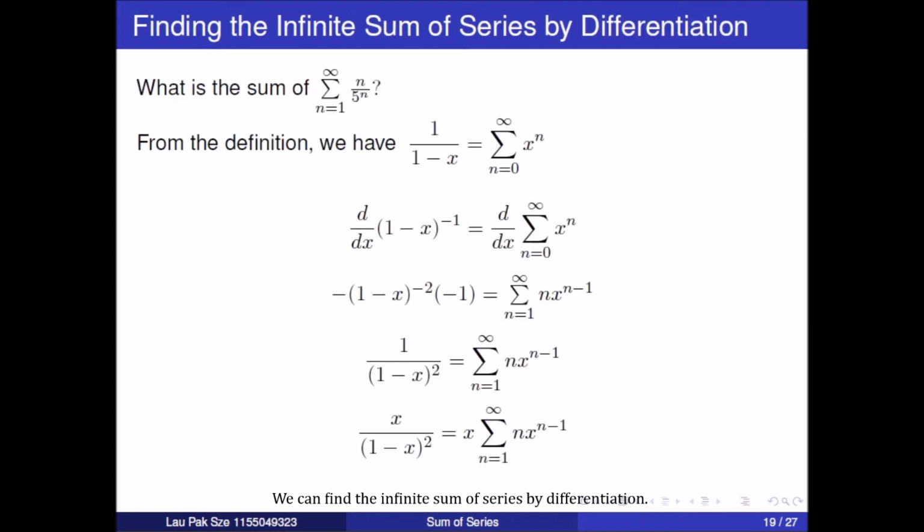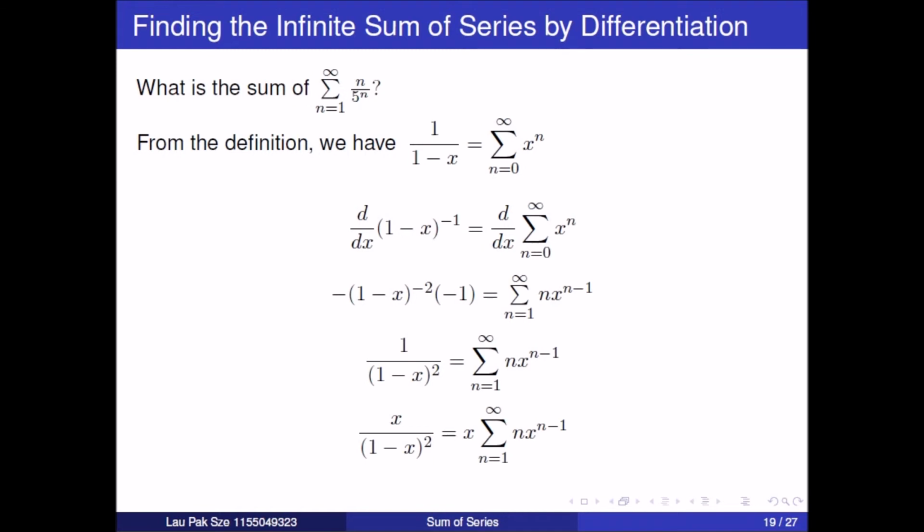We can find the infinite sum of a series by differentiation. In the question, we have to find the sum of the summation of n over 5 to the power n from n equals 1 to infinity. From the definition, we have 1 over 1 minus x is equal to the summation of x to the power n from n equals 0 to infinity.